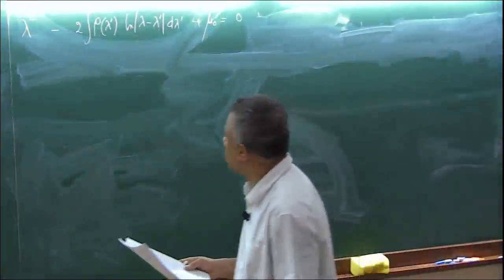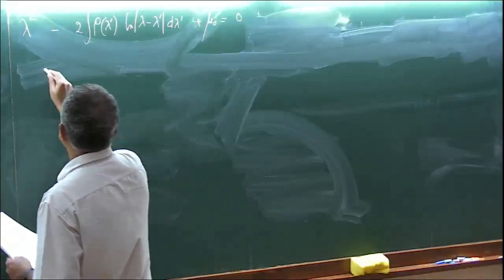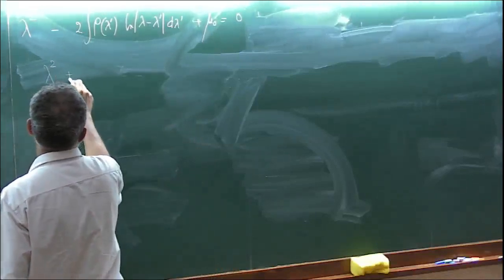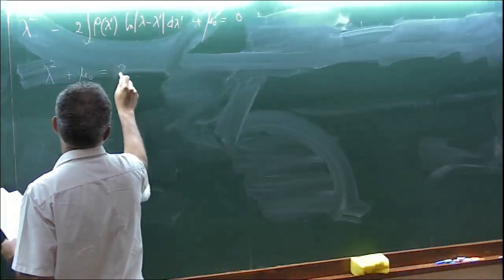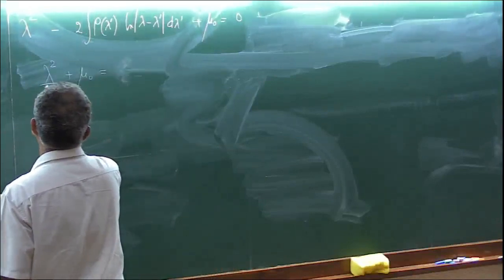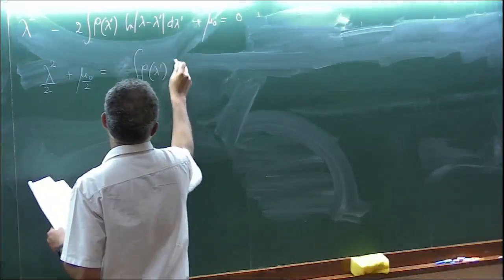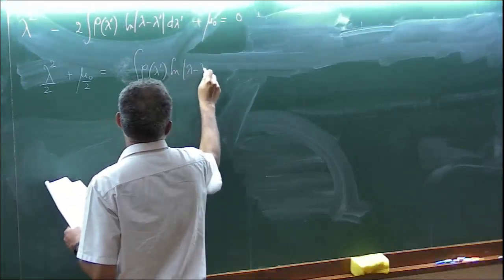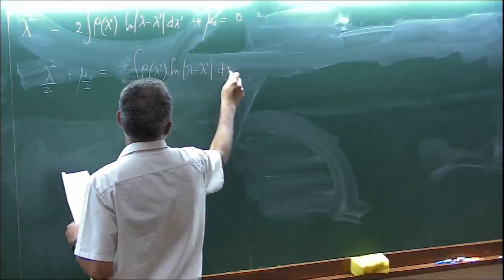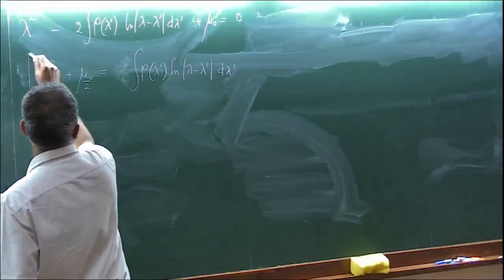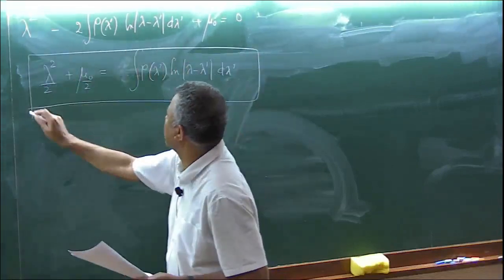So therefore, what we have is lambda square plus mu naught equal to 2. Divide by 2. After all this, what you have done is quite instructive. What is this object here?